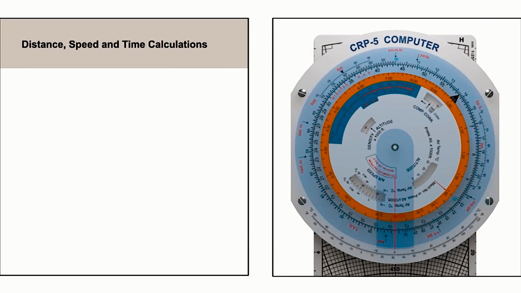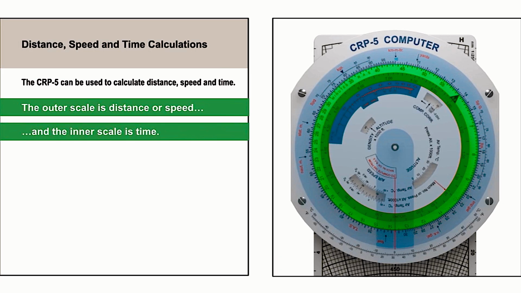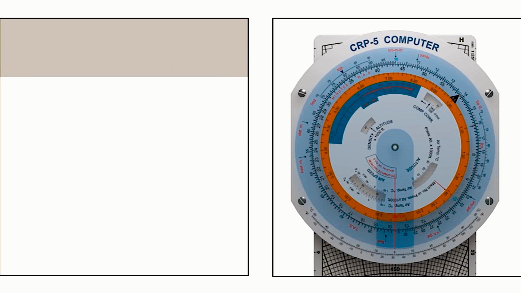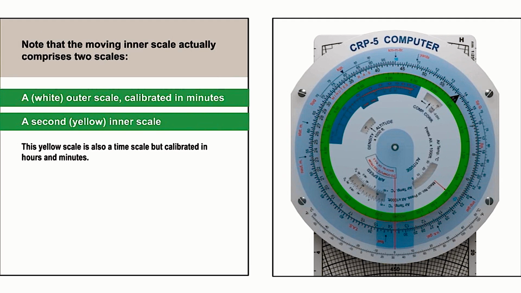The CRP-5 can be used to solve distance, speed and time problems using the outer scale to represent both distance and speed and the inner scale to represent time. As shown here, the distances we use are usually ground distances, and so the speeds we use or calculate are ground speeds. You will note that the moving inner scale comprises 2 scales, a white outer scale calibrated in minutes and a yellow inner scale calibrated in hours and minutes.